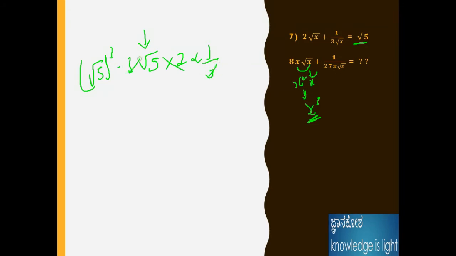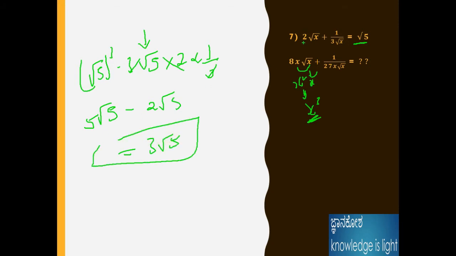3 cancel, therefore 5 root 5 minus 2 root 5. The answer should be 3 root 5 for this question. Why? Because if we cube on both sides, 2 cube is converted as 8. That's why I mean to say this is the answer for this question. If any problem comes like that, you can easily solve it by using this logic and formula.